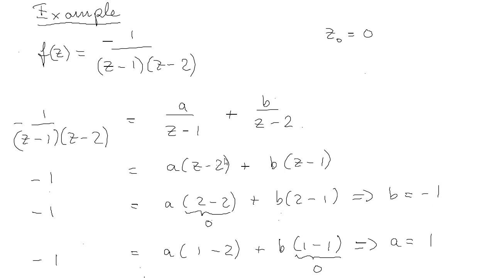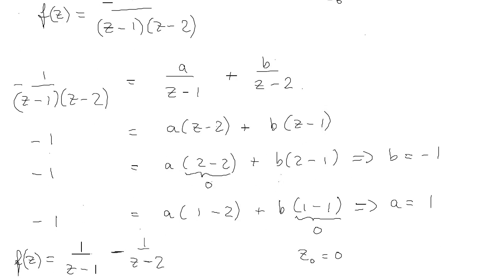Similarly, by replacing z by 1 in this equation, we obtain the following. We obtain that this term vanishes, and we can determine the value of a. So we obtain that minus 1 is equal to a times (1 minus 2), and this gives us that a is equal to 1.